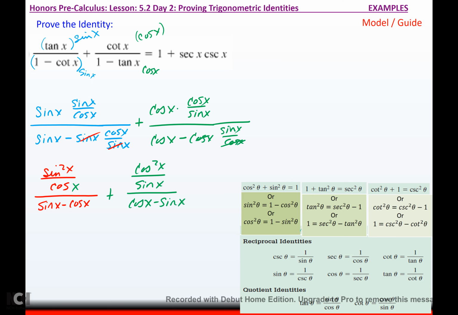Alright, so now I need to get a common denominator, which they almost match except they're backwards. So I'm going to do the -1 trick.